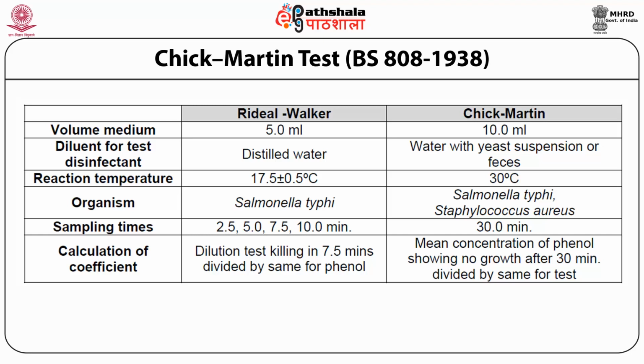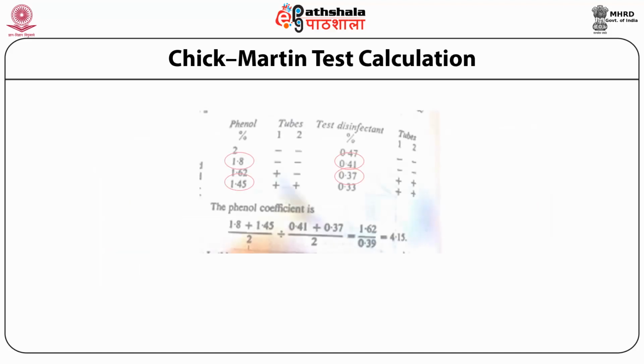Sampling times for the Rideal-Walker test are carried out after 2.5 minutes, 5 minutes, 7.5 minutes and 10 minutes, whereas for the Chick-Martin test only one sampling is carried out, that is after 30 minutes of reaction. The calculation of the phenol coefficient for Rideal-Walker is carried out by the dilution test killing in 7.5 minutes divided by the same for phenol, whereas for Chick-Martin the mean concentration of phenol showing no growth after 30 minutes is divided by the same for the test. Chick-Martin test calculation.